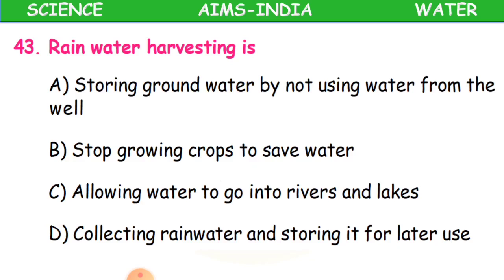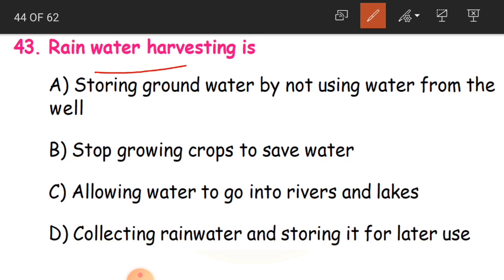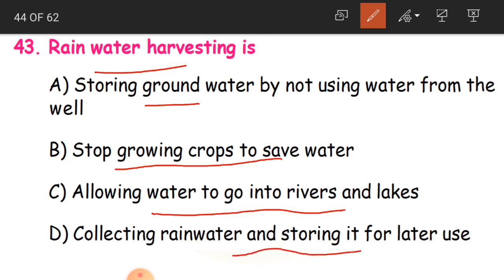Rainwater harvesting is. Rainwater harvesting. What do you mean by this? Whether it is storing groundwater by not using water from the well, stop growing crops to save water, allowing water to go into rivers and lakes, or collecting rainwater and storing it for later use. So what is rainwater harvesting, children?